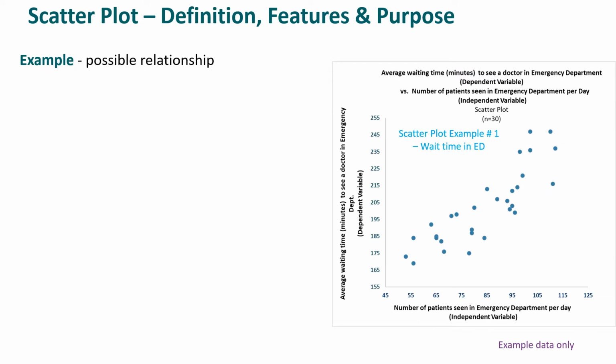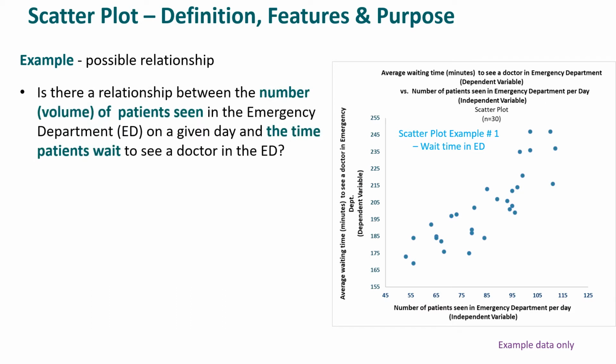In this example of a scatter plot, we'll look at the possible relationship, correlation or association between two variables. So what we're looking at here is, is there a relationship between the volume of patients in the emergency department on a given day and the time those patients need to wait to see a doctor in the emergency department on those days?